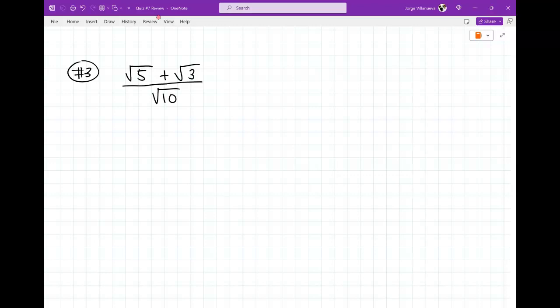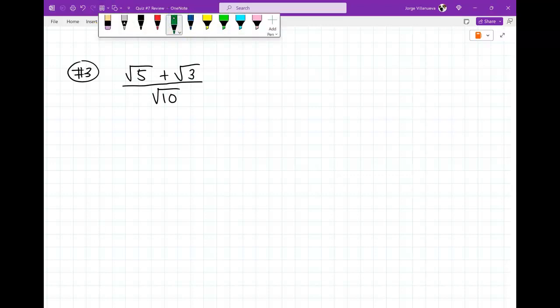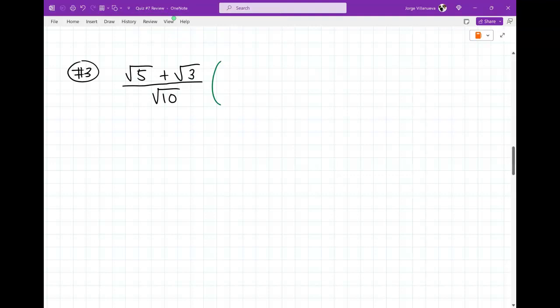I could break it up into two different fractions, but let's just go with what most people are going to do. Most people are going to say, since there are too many things up on top, let me multiply top and bottom by the square root of 10. That way I can get rid of that denominator.